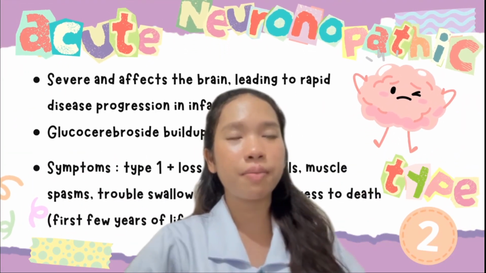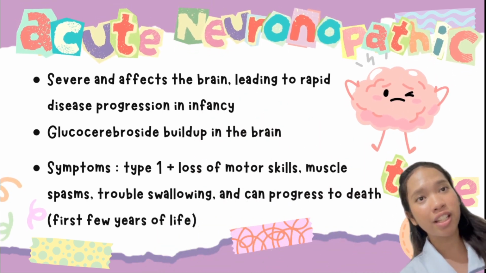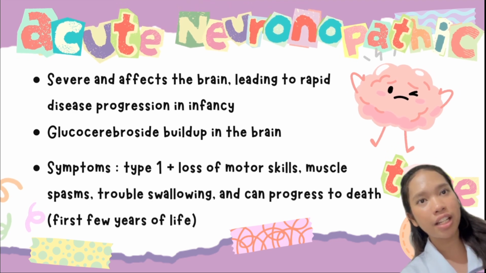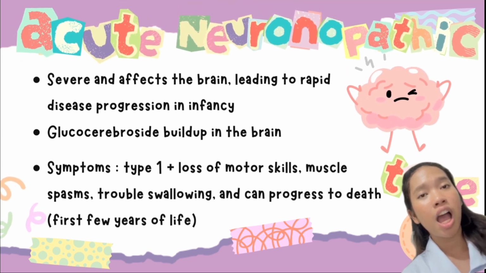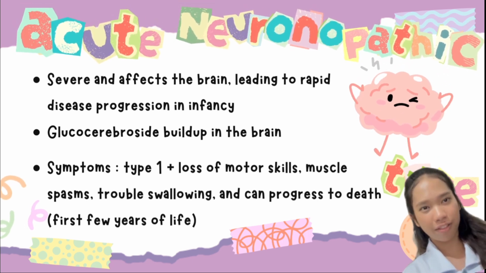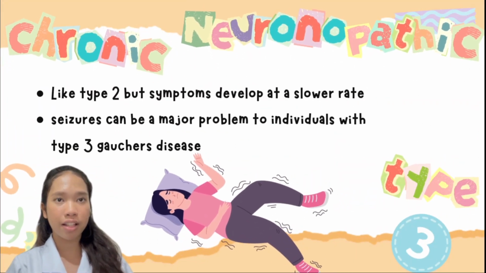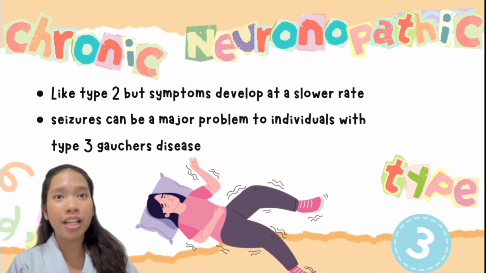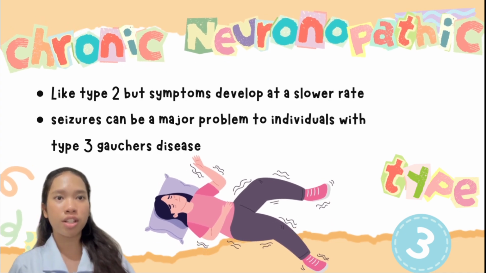For the second subdivision, type 2 is acute neuropathic. It is severe and affects the brain, leading to rapid disease progression in infancy. Glucocerebroside builds up in the brain. Symptoms include loss of motor skills, muscle spasms, and trouble swallowing, and it can progress to death in the first few years of life. The third type is chronic neuronopathic. It is like type 2, but symptoms develop at a slower rate. Seizures can be a major problem for individuals with type 3 Gaucher's disease.